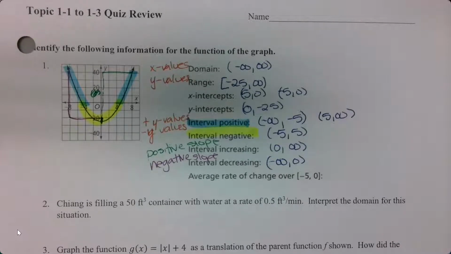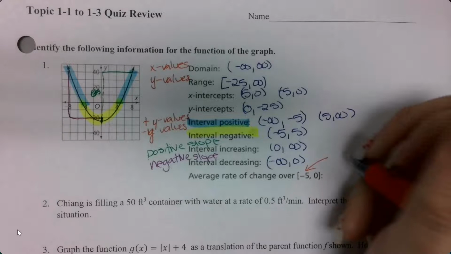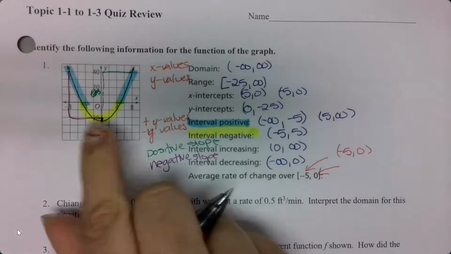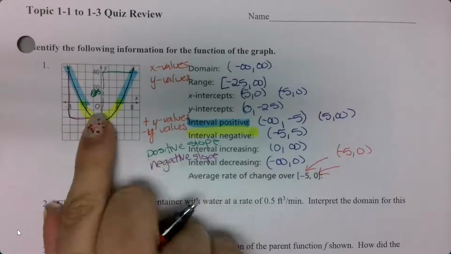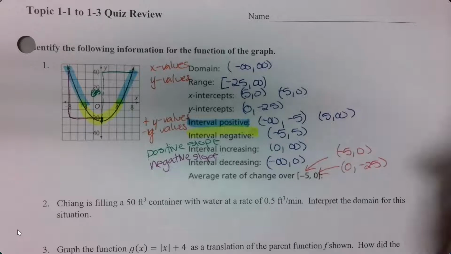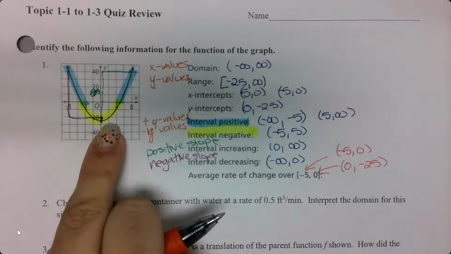My next one wants me to find the average rate of change over negative 5, 0. These are x values. So at negative 5, it's at 0. And at 0, it is at negative 25. So when it asks me average rate of change over an interval, those two numbers are both x values, and then I use this graph to find those y values.